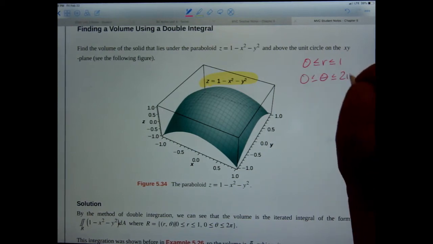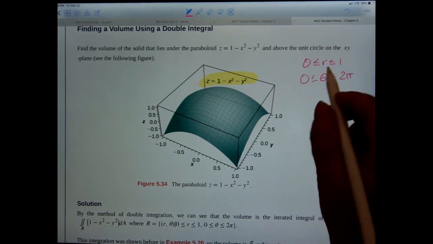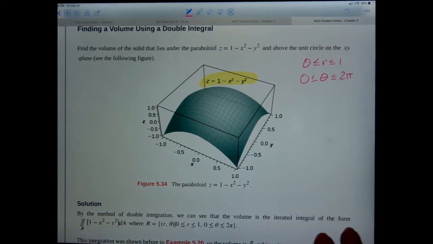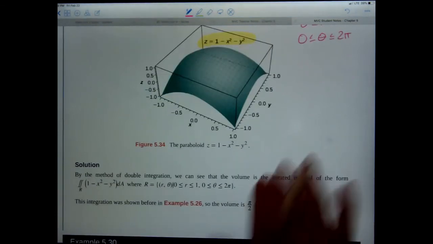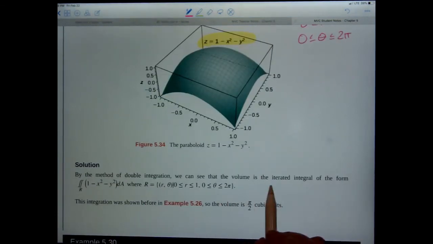So it's going to be that, and the solution says, by the method of double integration, it is this problem, and we already did it. The answer came out to pi over 2. We did do that problem already. So we just dressed the problem in a new set of clothes, and that set of clothes was finding the volume of a paraboloid over a unit circle. That's all we did. Okay? All right, let's go a little bit harder.